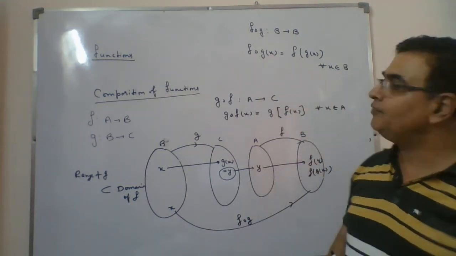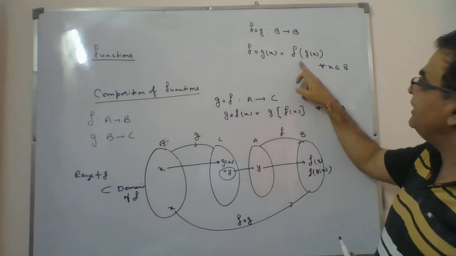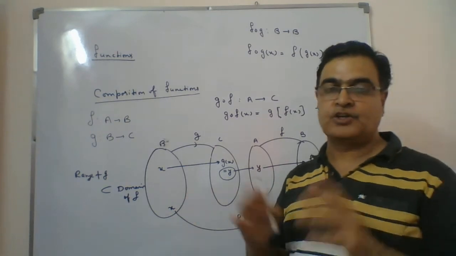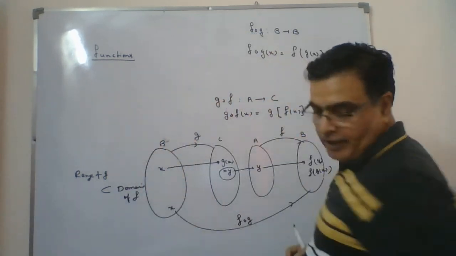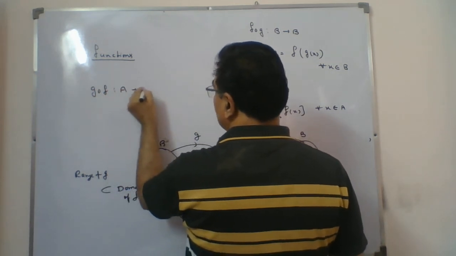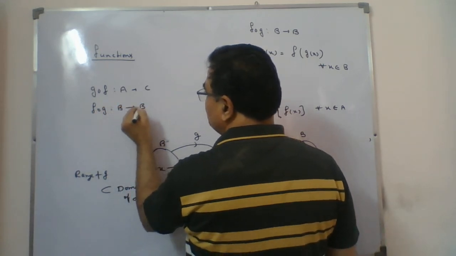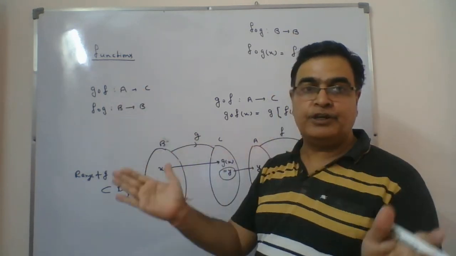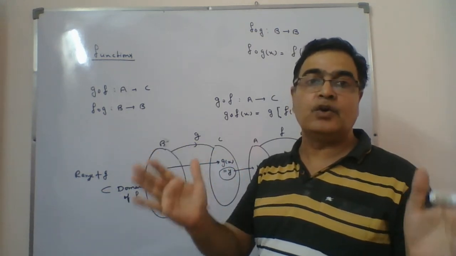And from where to where will fog go? It will go from B to B. And how is it defined? fog of x is f of g of x for all x belongs to B. So this is the composition of the function. Now one more thing to note here. When you have the composition gof, that will go from A to C. And another function is f composite g, that will go from B to B. These functions have different domains and different codomains. That means these two functions are in general not equal.